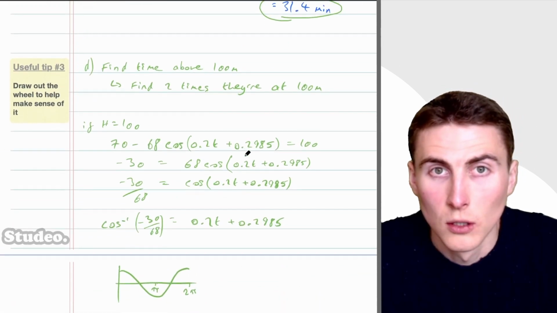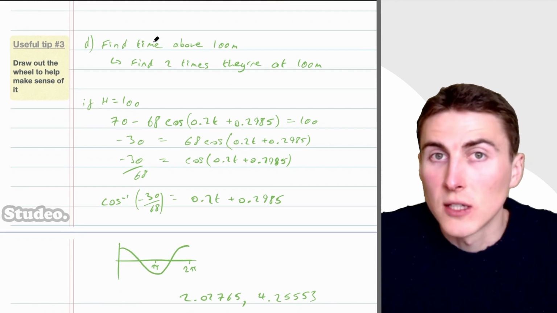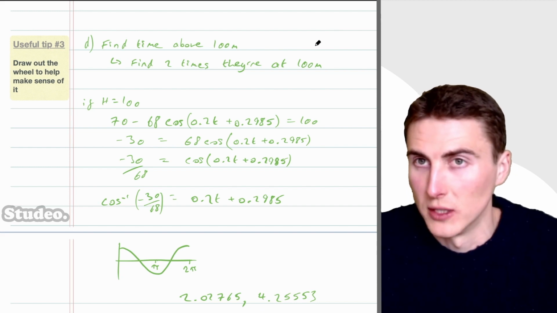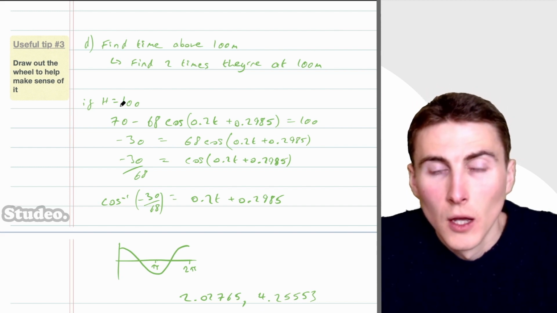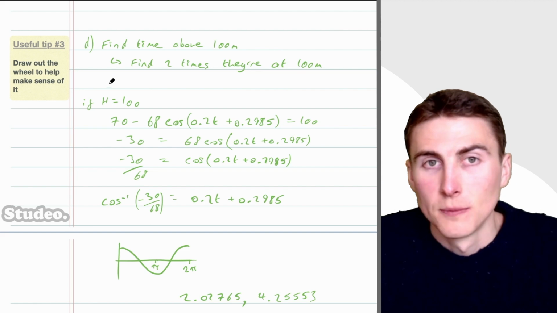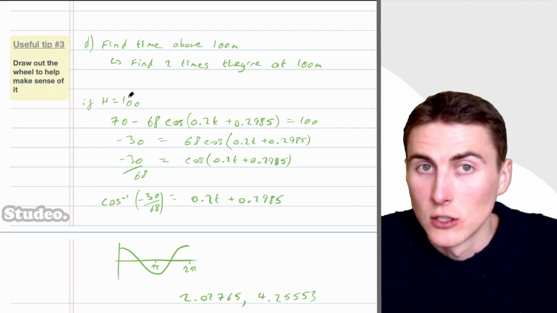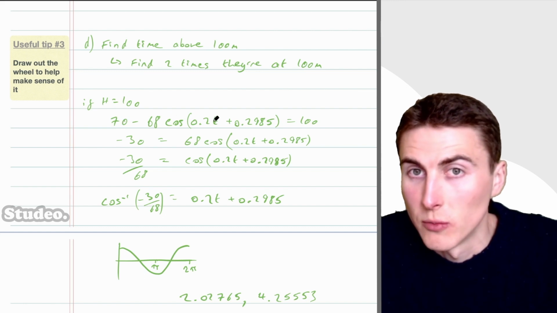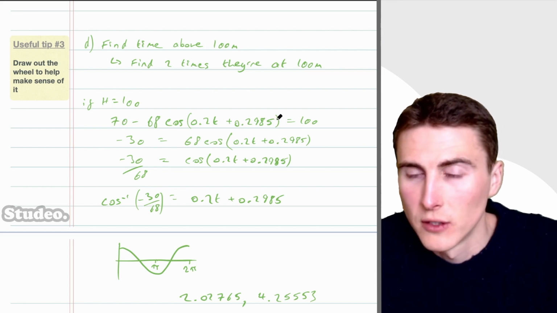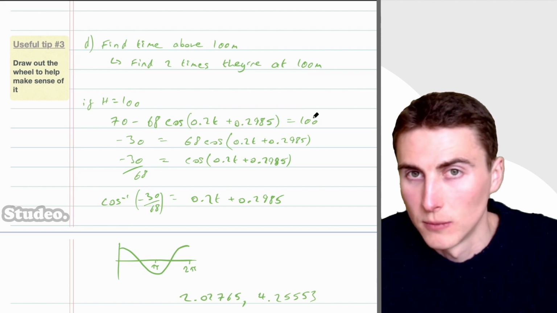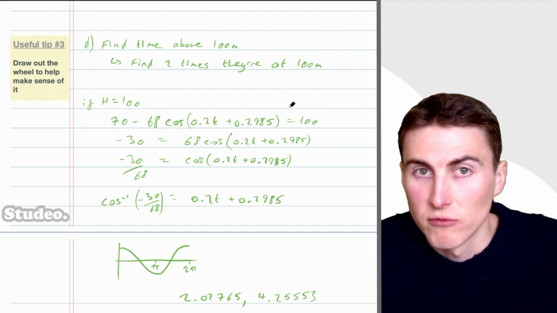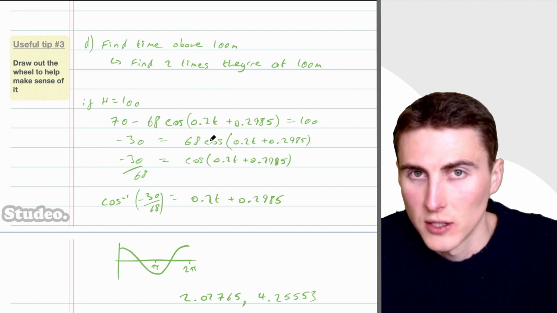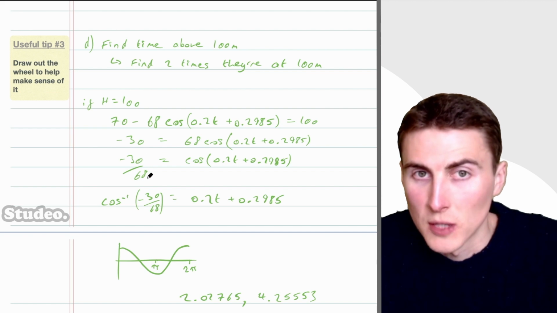So basically, to find the time above 100 meters, we need to find the 2 times when they're at 100 meters. So to find those 2 times, we need to set our height h to 100. So we're saying that our function, 70 minus 68 cos(0.2t plus 0.2985), we set that equal to a height of 100. So then rearranging, moving the 100 to the left and this function to the right, we get this. Dividing both sides by 68, we get this.